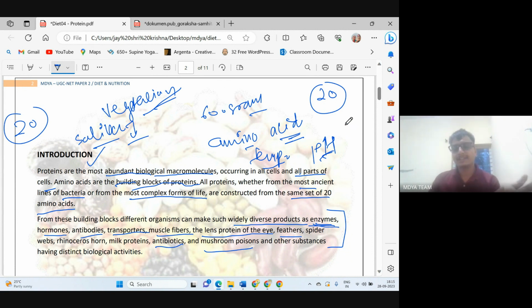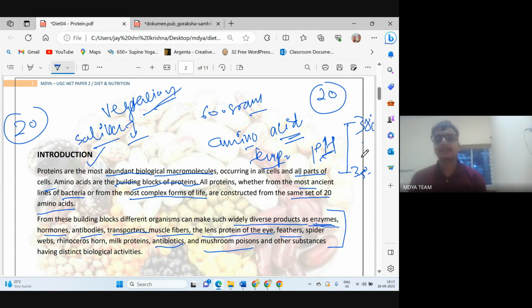If a protein is designed to work in a specific temperature interval, say 35 degrees Celsius to 38 degrees Celsius, and we take that protein to 40 degrees Celsius, it won't work properly. That's why in fever we lose our appetite, because in fever our body temperature increases.